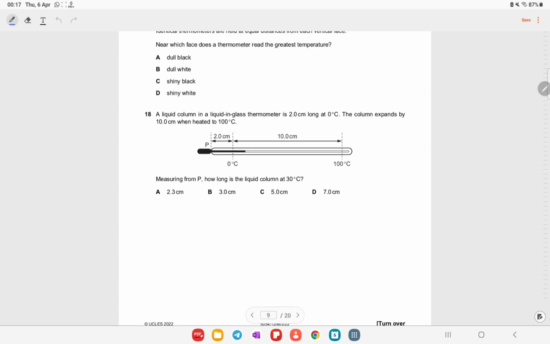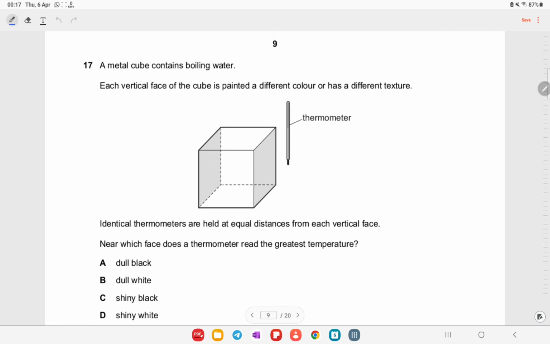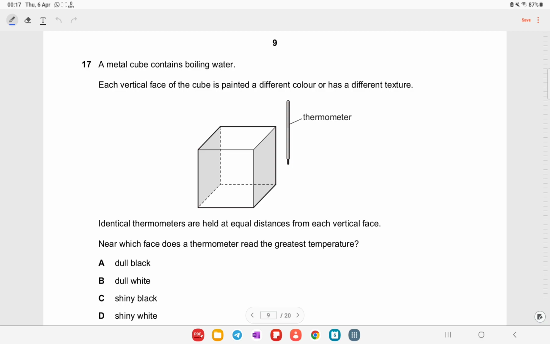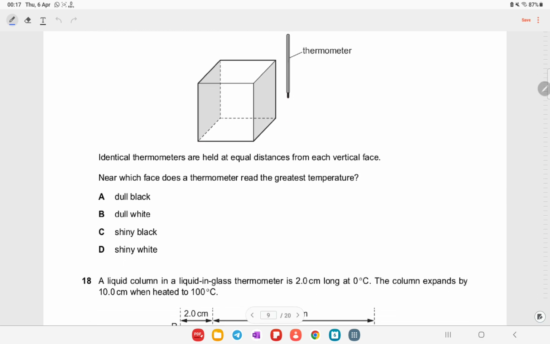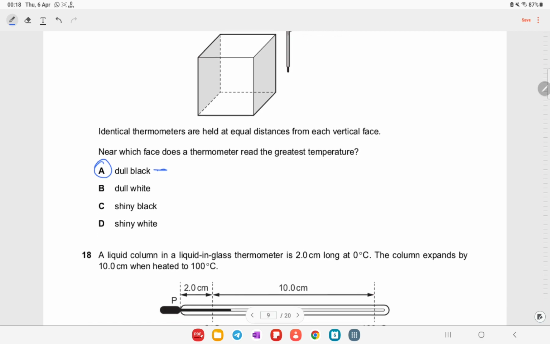Okay, now let's move to the next question. It states that a metal cube contains boiling water. Each vertical face of the cube is painted a different color or has a different texture. Identical thermometers are held at equal distance from each vertical face. Near which face does the thermometer read the greatest temperature? Okay, so white is a reflecting and shining color, and shining white again reflects. Only the dull black color is a good emitter of infrared radiation. So this is going to be your answer for this question.